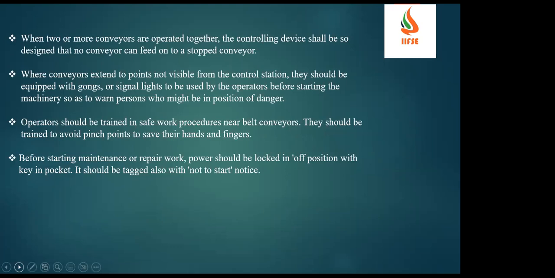When 2 or more conveyors are operated together, the controlling device is so designed that no conveyor can feed into a stopped conveyor. This is also very important. If 2-3 conveyors are connecting to one, or they are crossing over, or they are exchanging materials from one to another, it should not load onto a stopped conveyor. What will happen is, if it is loading on the stopped conveyor, there will be a complete material spillage. There will be a chance of accidents as well.